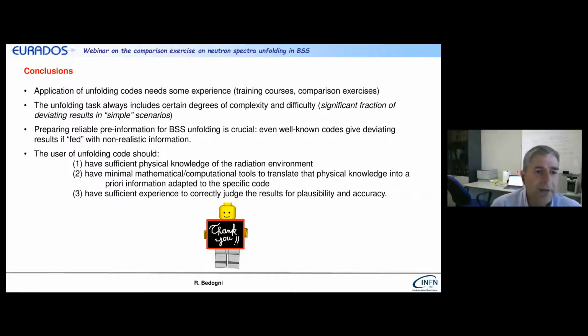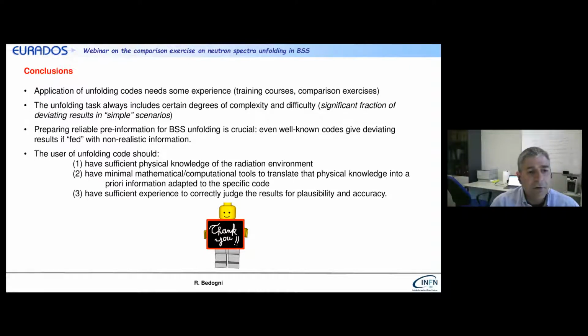So I will conclude. Application of unfolding code needs some experience that you can gain through training courses and comparison exercises. The unfolding task always includes a certain degree of complexity and difficulty. We saw this because a significant fraction of deviating results were observed even in simple scenarios. So preparing reliable pre-information is crucial. And even if you use a very well-known and validated code, if you feed the code with deviating guess information, the result could be wrong or deviating.